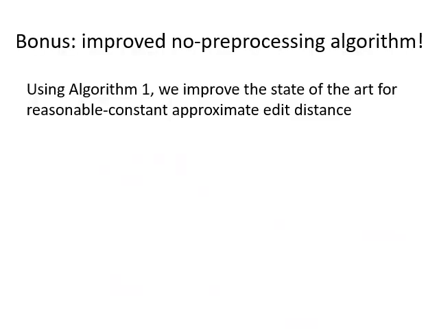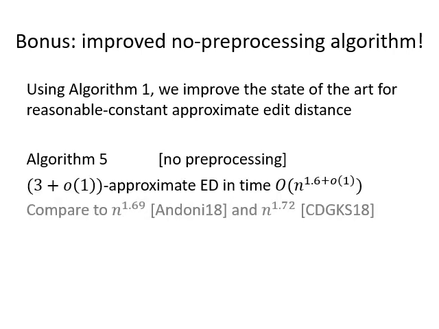I hope I managed to convince you in the introduction that thinking about edit distance with preprocessing is the right question to think about. But even if you don't care about the preprocessing model at all, as a bonus application of our very simple algorithm from the previous slide, we get an improved no-preprocessing algorithm for approximate edit distance. So we give a 3 plus epsilon approximate edit distance algorithm that runs in time roughly n to the 1.6. This improves on 1.69, 1.72 from recent works.